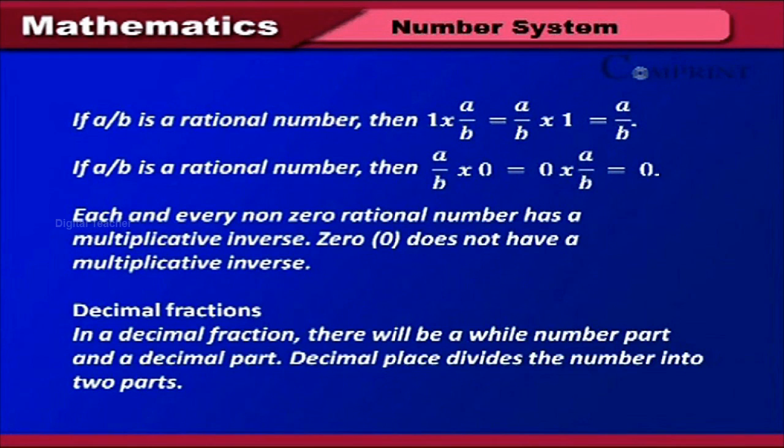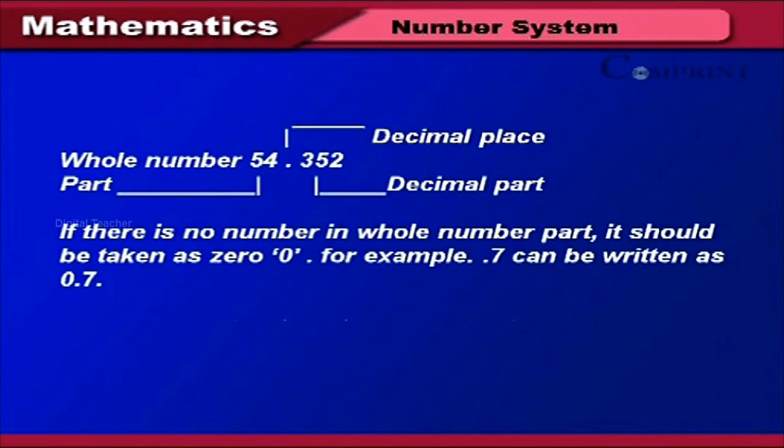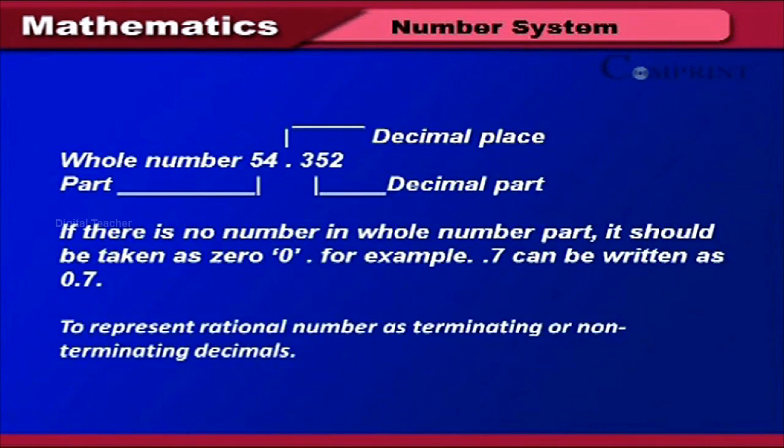Decimal fractions. In a decimal fraction, there will be a whole number part and a decimal part. The decimal point divides the number into two parts. For example, in 54.352, 54 is the whole number part, the dot is the decimal point, and 352 is the decimal part. If there is no number in the whole number part, it should be written as 0. For example, .7 can be written as 0.7.